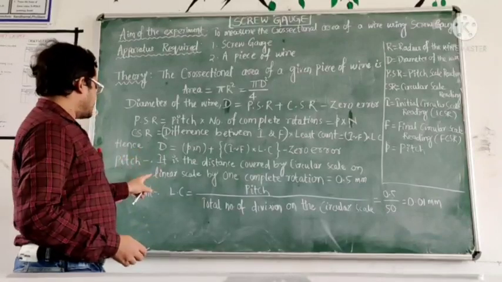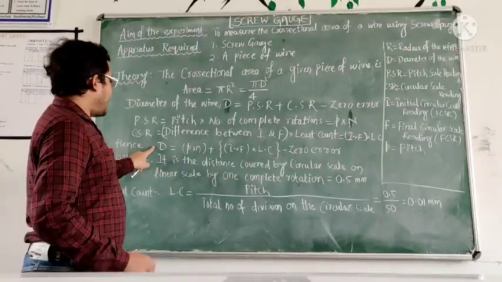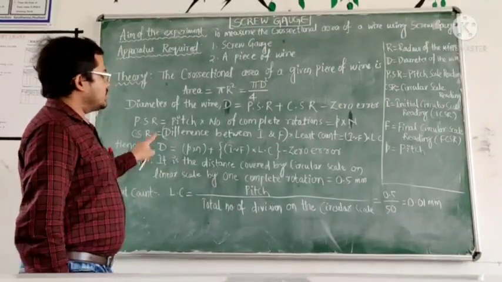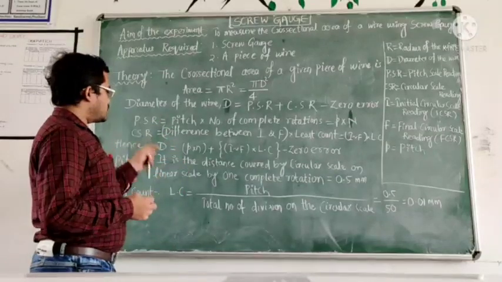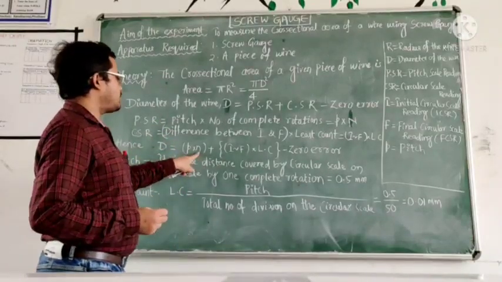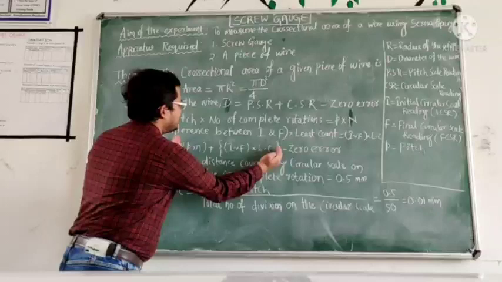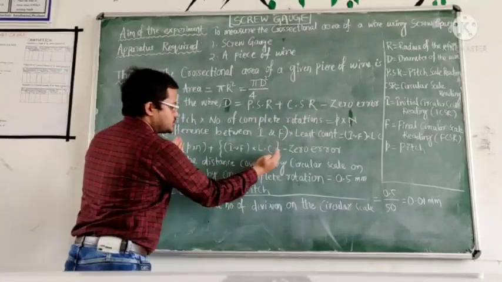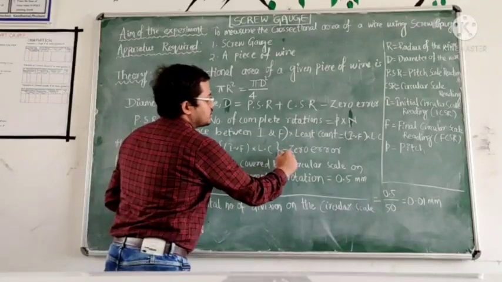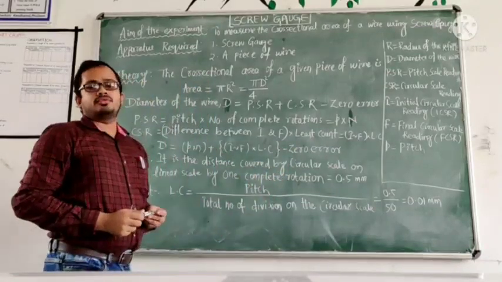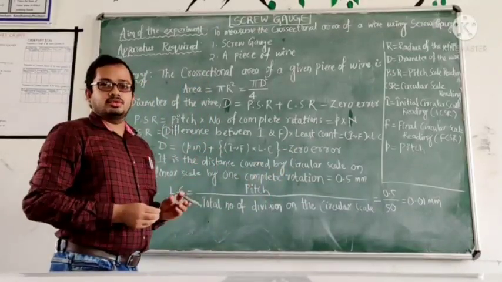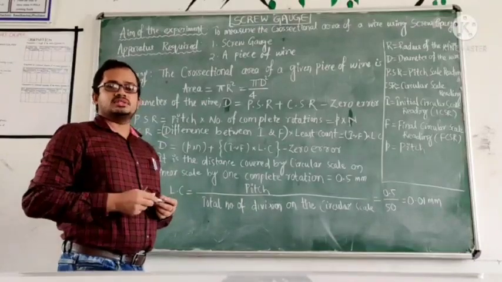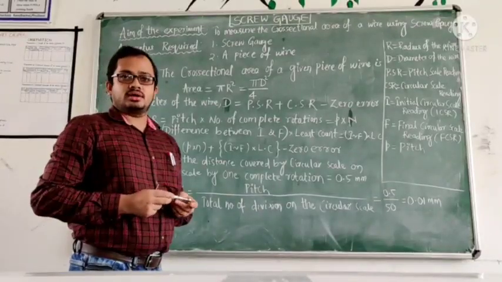Here we can see that the final diameter of the wire using the screw gauge we can find using this formula. This part will give us PSR plus CSR, our observed value, and we will subtract the zero error from the observed value. Now we will see what is the zero error of this instrument.